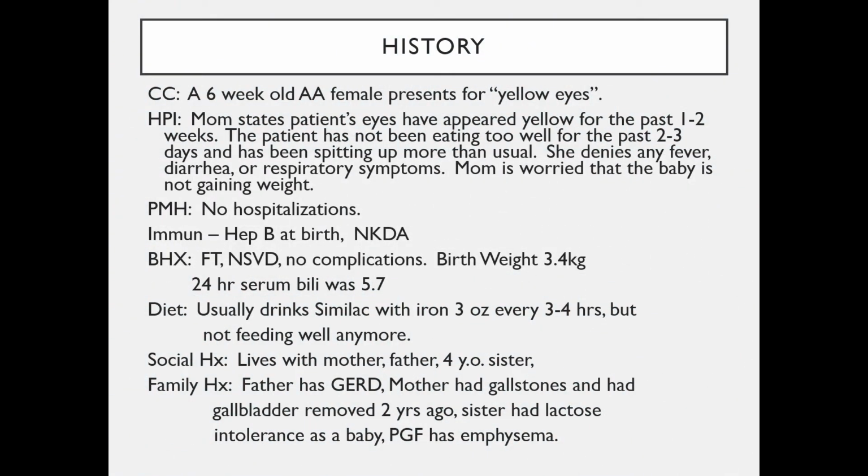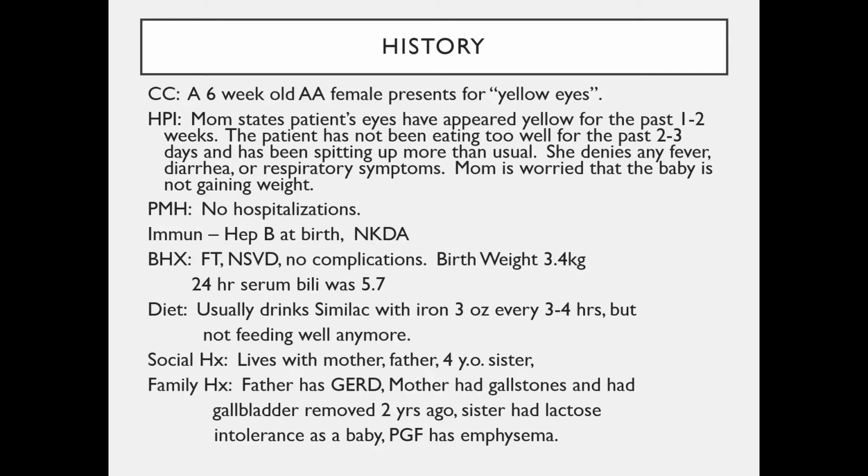In this case, we have a 6-week-old African American female presenting with yellow eyes. Mom states that the patient's eyes have appeared yellow for the past 1 to 2 weeks. The patient has not been eating too well for the past 2 to 3 days and has been spitting up more than usual. She denies any fever, diarrhea, or respiratory symptoms. Mom is worried that the baby is not gaining weight.